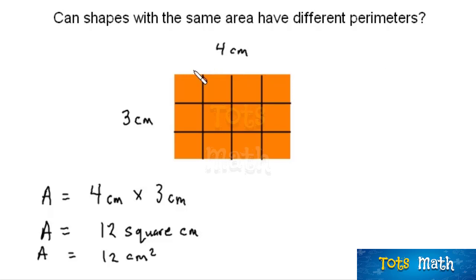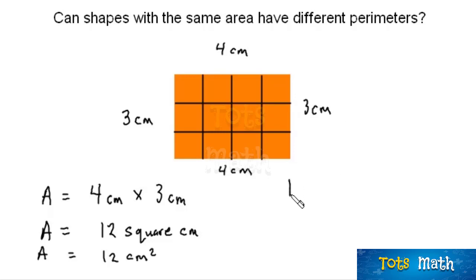The perimeter is the distance around the shape. So all we have to do is add up the sides of the rectangle to find its perimeter. Well, we know the length is 4 centimeters, so that means that the side opposite it must also be 4 centimeters. And the width is 3 centimeters, so this side must also be 3 centimeters.